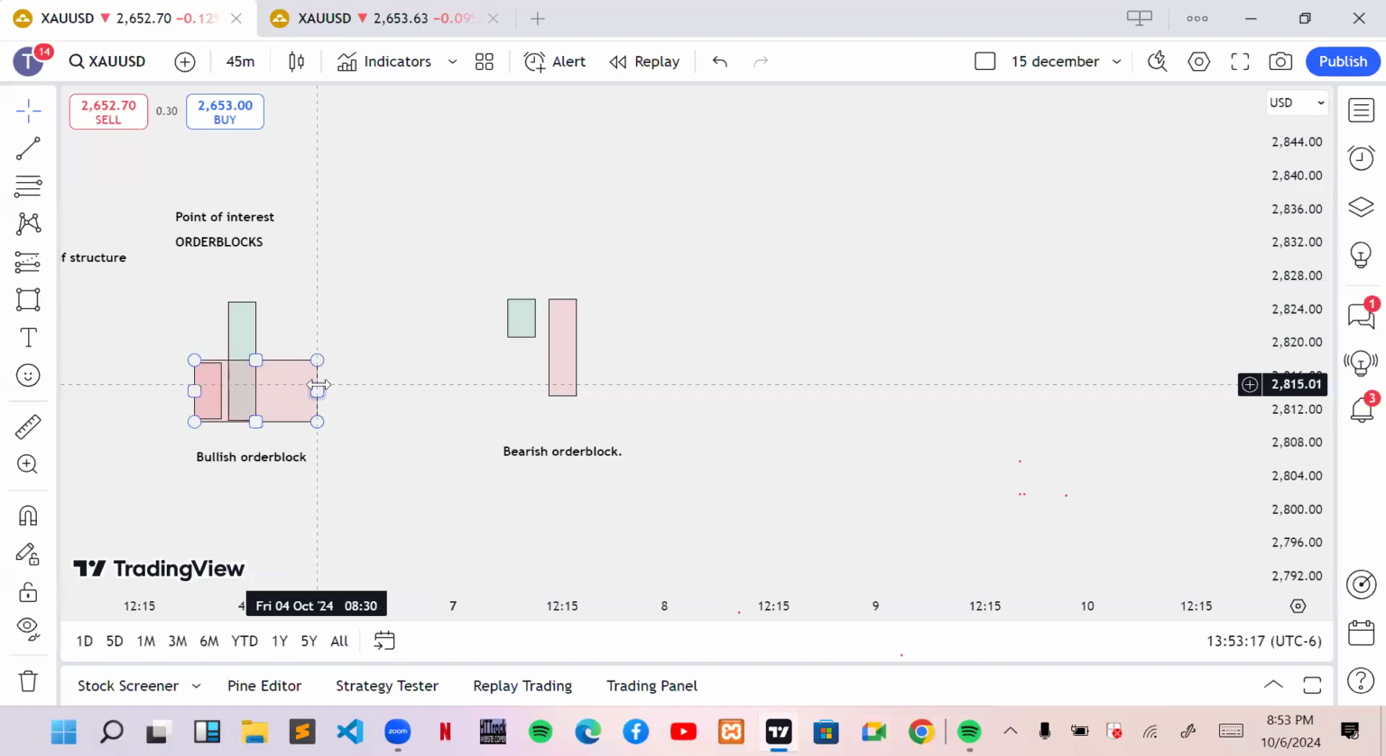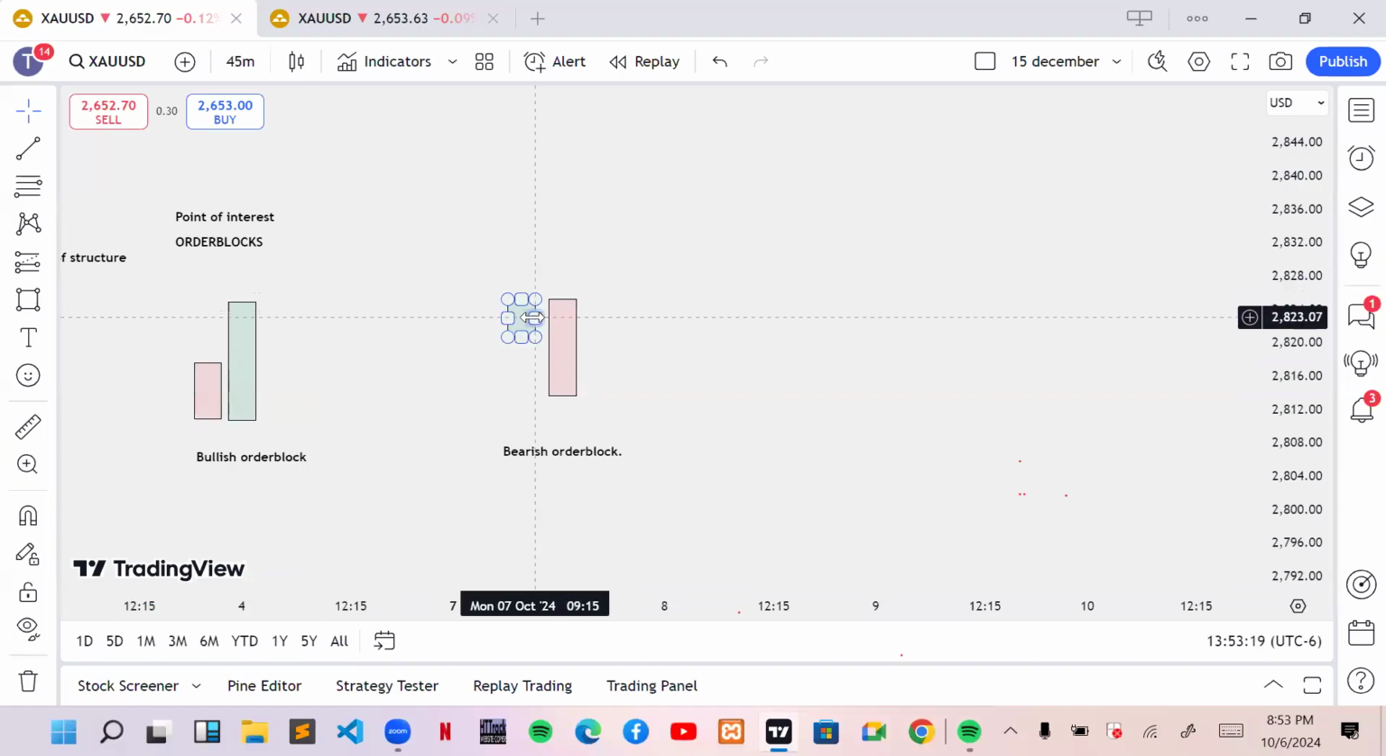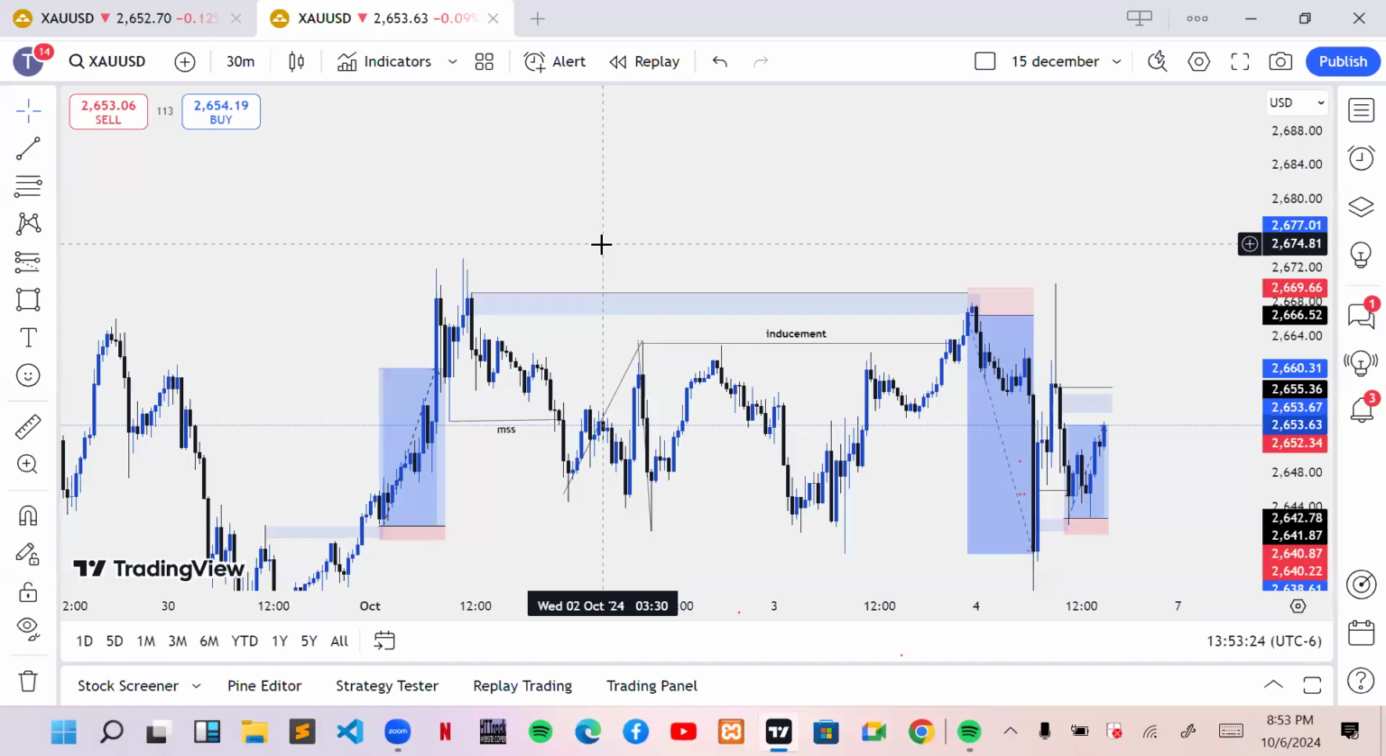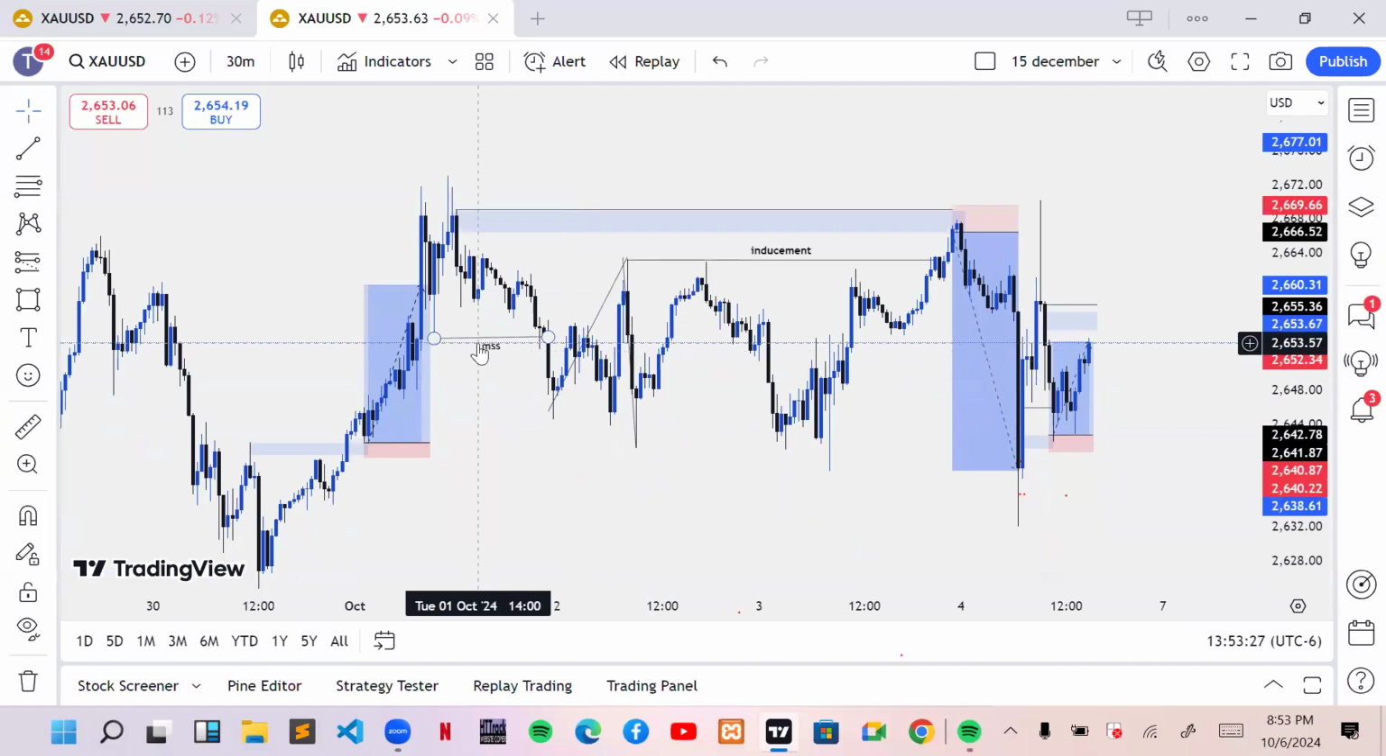So this is a bullish order block, and this is a bearish order block. For this scenario, we have gotten our market structure shift right here, and gotten our first valid pullback, that is the inducement right here. The next thing to look out for, now pay attention, I said my inducement is my liquidity. So I've gotten the market structure part of my strategy, and I've gotten the inducement part of the strategy. It's time to look out for the breaker block part of the strategy. Do you understand? I've gotten my market structure, which is my market structure shift, and I've gotten my liquidity, which is my inducement.